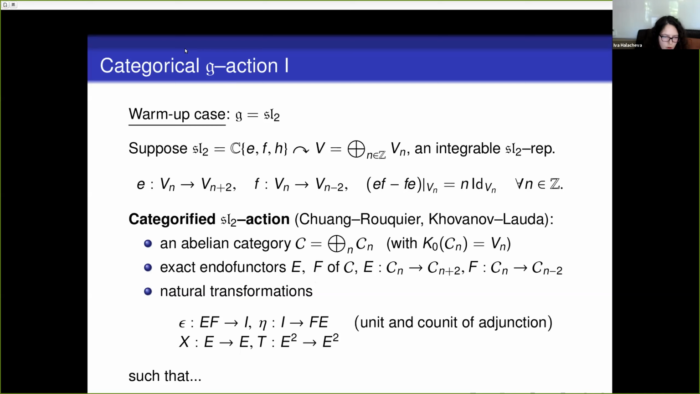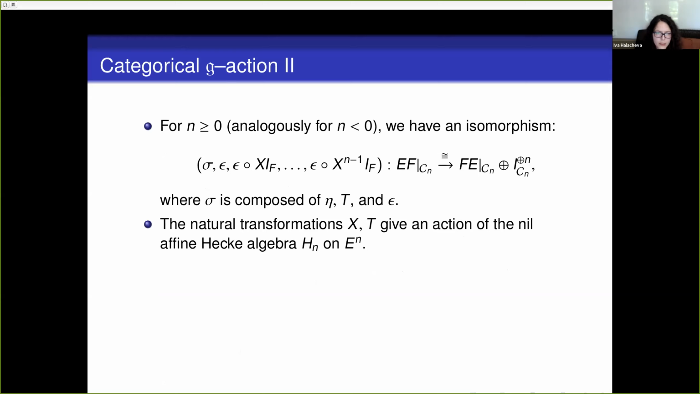categorify this relation. So let me not list all of the things they have to satisfy, but in particular, one thing they give us is an isomorphism between these functors. So remember, the relation was EF minus FE is n times the identity. And here we've moved FE to the right. And so this is precisely that relation now in categorical form. And there's a certain isomorphism that we obtain using the natural transformations we saw on the previous slide. I won't get into details for this.